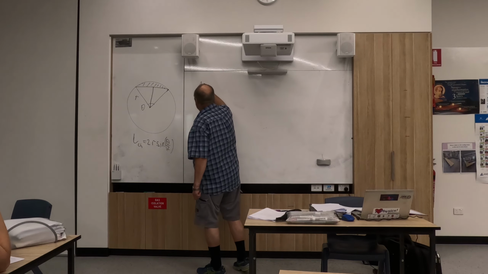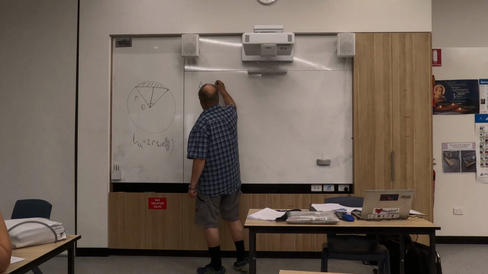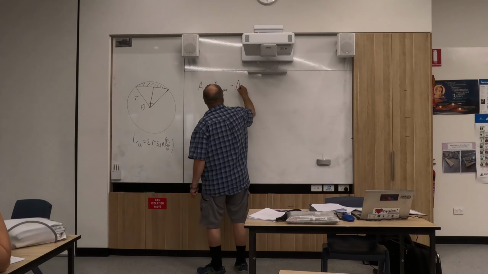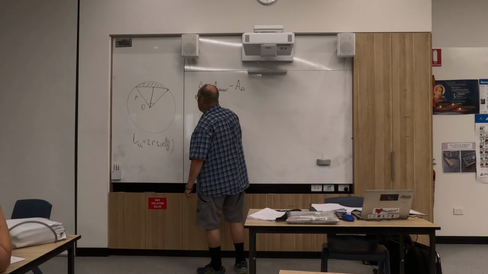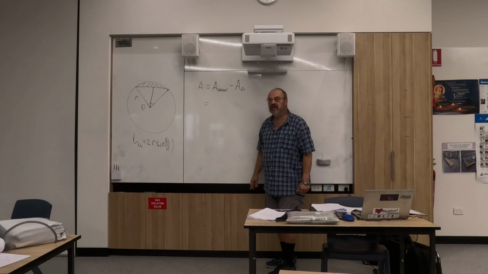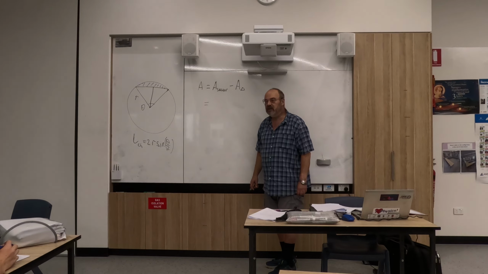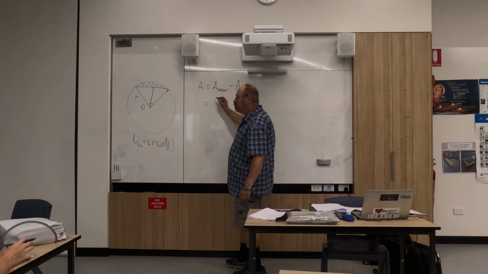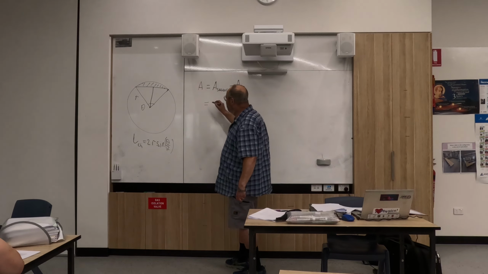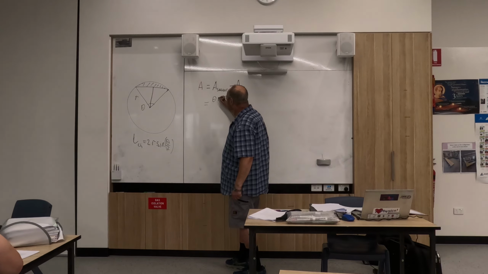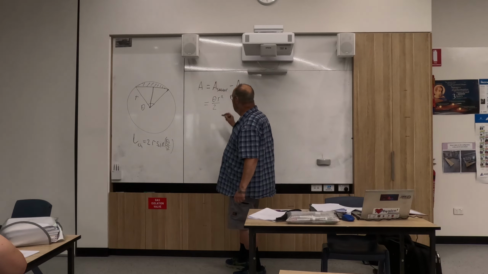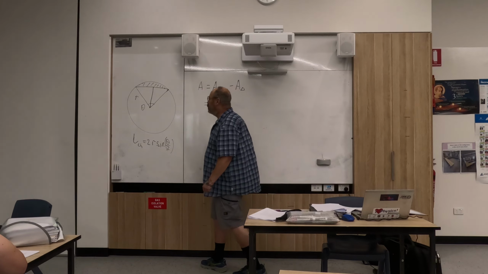So the area of the segment will be equal to the area of the sector minus the area of the triangle. The area of the sector in radians, what we just derived, is theta r squared over 2. Agree? Minus what, the area of the triangle?